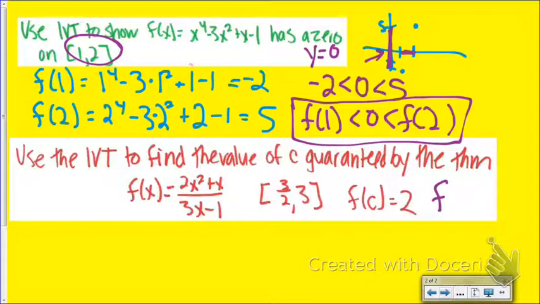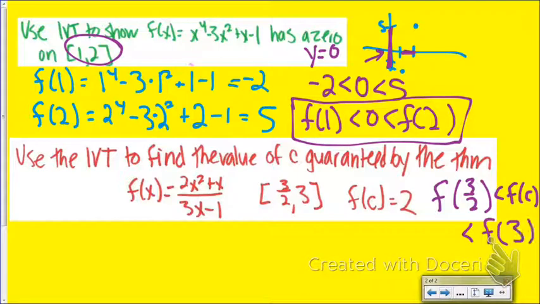Well, in order to prove that that's true, we need to prove that there is a value that's going to be less than 2 and a value that's going to be greater than 2. Okay, we don't actually need to find what that c value is, we just need to prove that there is one. So we know one of those numbers has to be less than 2 and one has to be greater than 2.